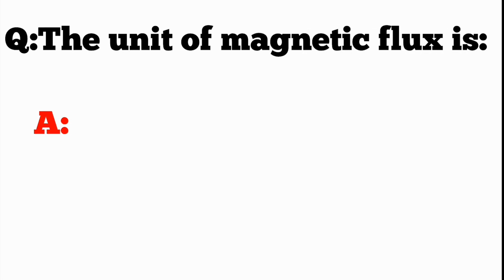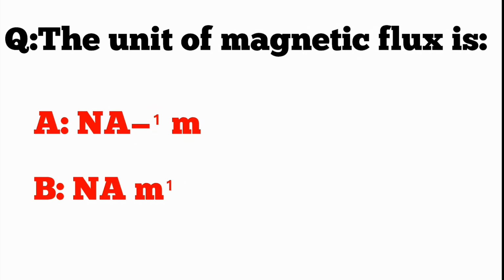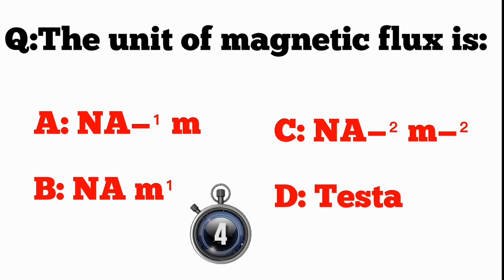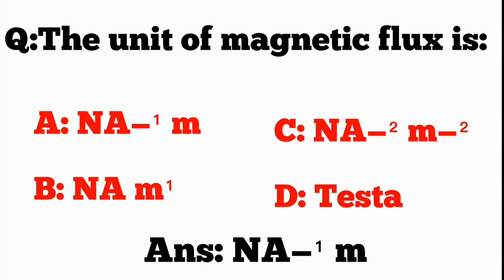Q. The unit of magnetic flux is A. Weber, B. Tesla, C. Henry, D. Gauss. Ans. Weber.